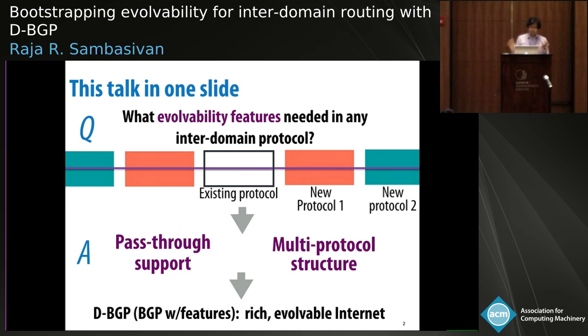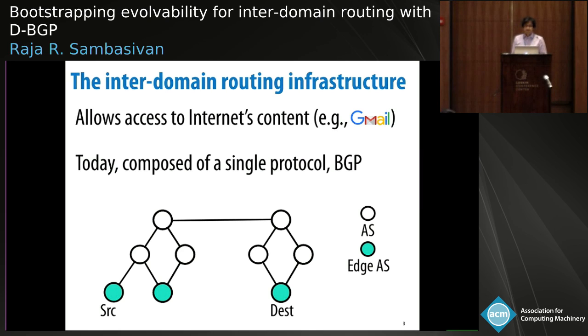And let me step back here and introduce BGP and why evolvability is so important. So the inter-domain routing infrastructure is this really important part of the internet's architecture. It allows end users to access content by creating routing paths in the control plane between destinations interested in receiving traffic, such as end users' ISPs, and sources interested in sending traffic, such as YouTube and Google. Today, this routing infrastructure is provided by a single protocol called BGP.